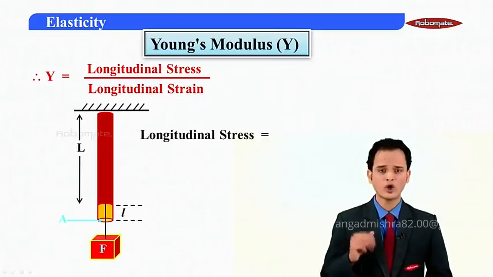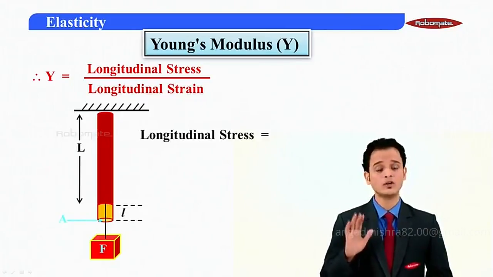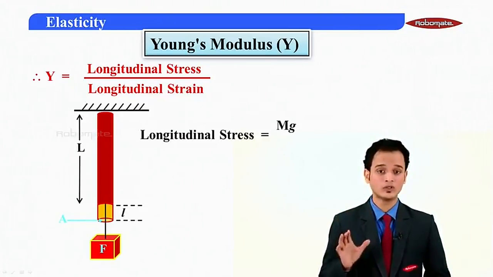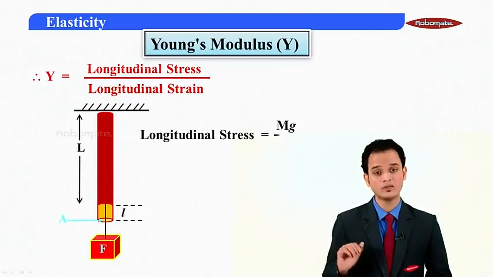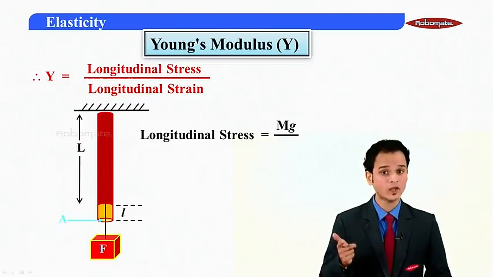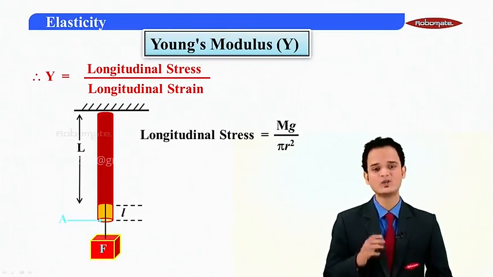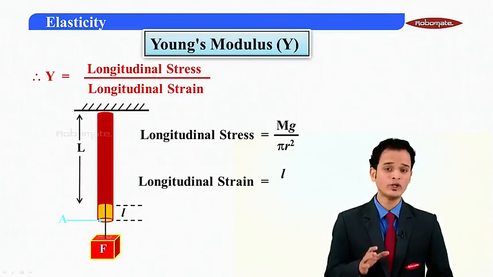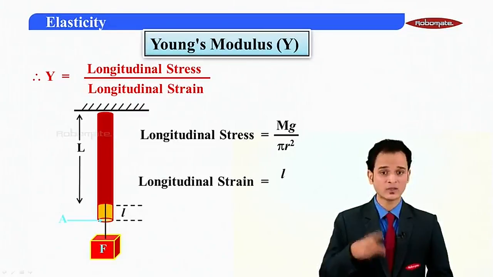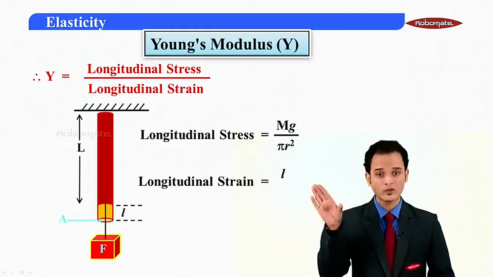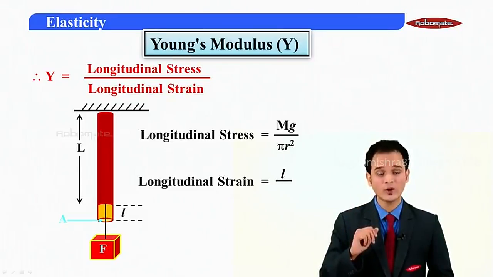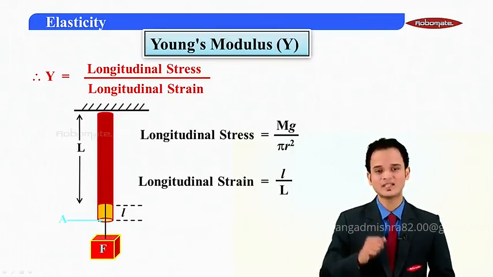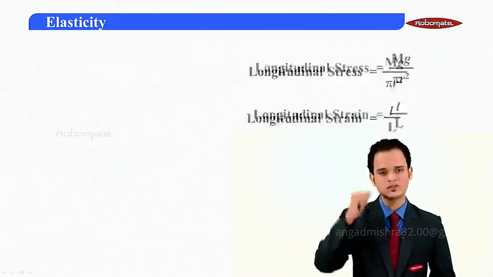So students, longitudinal stress is nothing but force upon area. So here the force is nothing but mg and the area, can you help me out? Yes, the area is going to be pi r square. Let us see what is longitudinal strain. Longitudinal strain is change in dimension upon original dimension. So here you can see change in length, that is small l. What will be there in the denominator? Original length, that is capital L. Now let us keep these two safe.